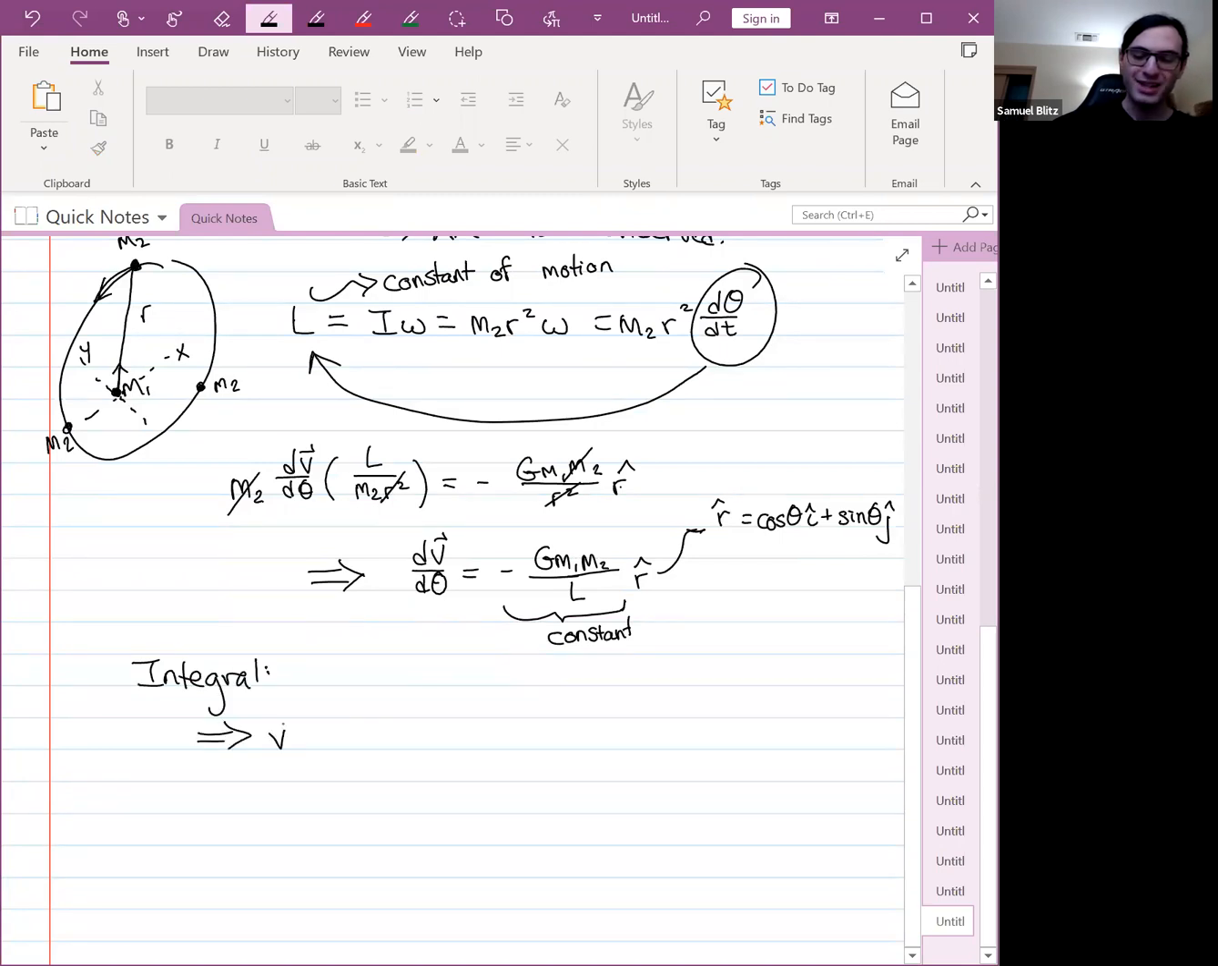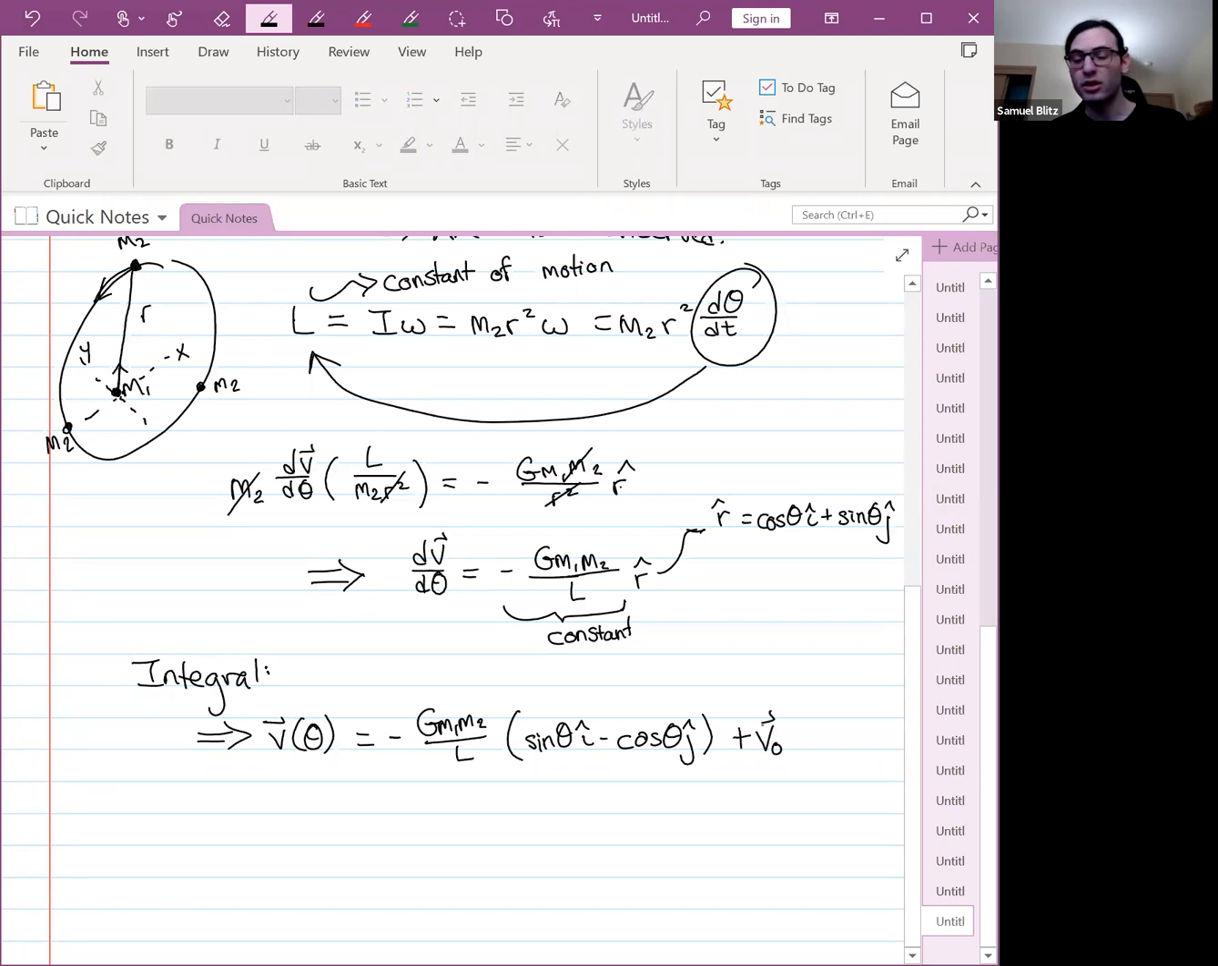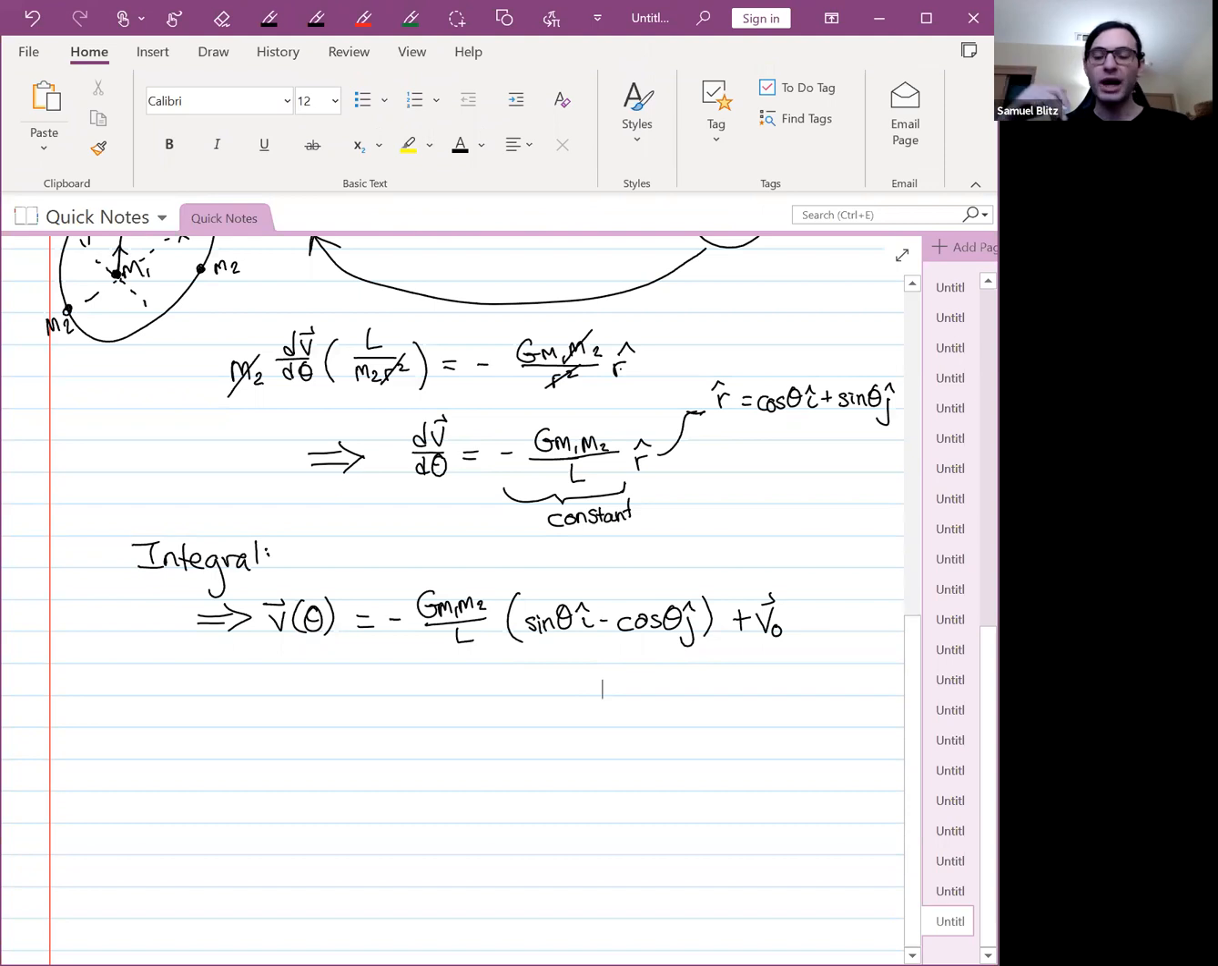We get that the velocity, and this is as a function of angle, by the way, tells us what the velocity is at different angles along the orbit. This is equal to minus, we can factor out the constant factor, g m1 m2 over L, and then we just integrate r hat. The integral of a cosine is a sine, so we have sine theta i hat, and then the integral of a sine is a negative cosine, so minus cosine theta j hat, and then we just have to add a constant. In this case, it's a constant vector because we would add a constant to each integral. But it's just some constant vector. Doesn't matter what it is. And so now we can check.